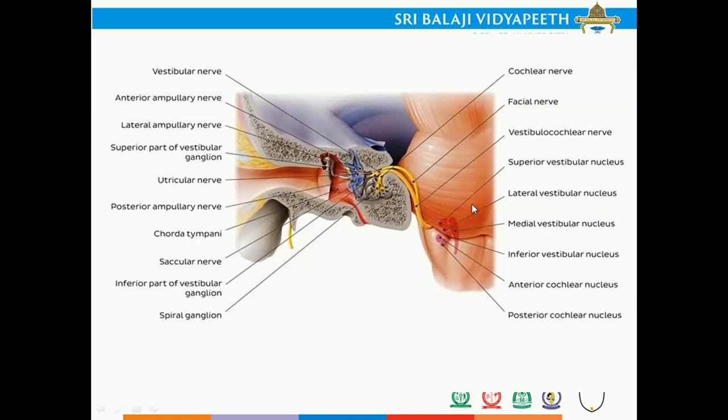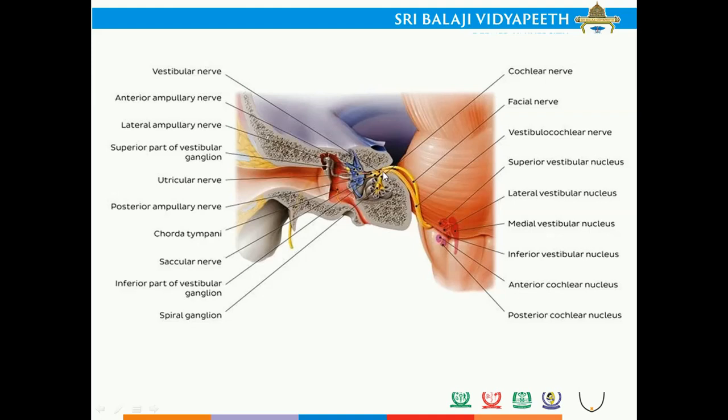So there are basically the lateral vestibular nucleus, the medial vestibular nucleus, and the inferior vestibular nucleus. You do have the anterior and posterior cochlear nucleus as well. So the vestibular nerve arises from the vestibular nucleus, while the cochlear nerve arises from the cochlear nucleus. Both of them condense to form one nerve, but later they get divided before they enter into the internal acoustic meatus.